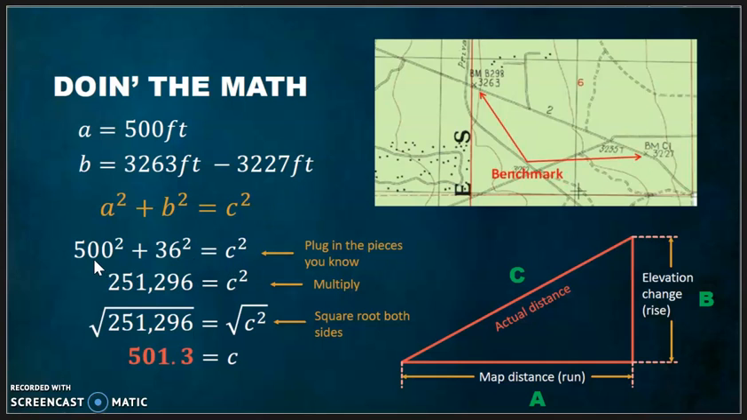So you need to find what 500 squared plus 36 squared is, and that is going to equal C squared. And once you have that calculation done, you get 251,296 equals C squared. And so you will then need to find the square root of both sides to come up with your final answer. So you get an actual distance between the ground and the elevation change, which is going to be 501.3 feet.